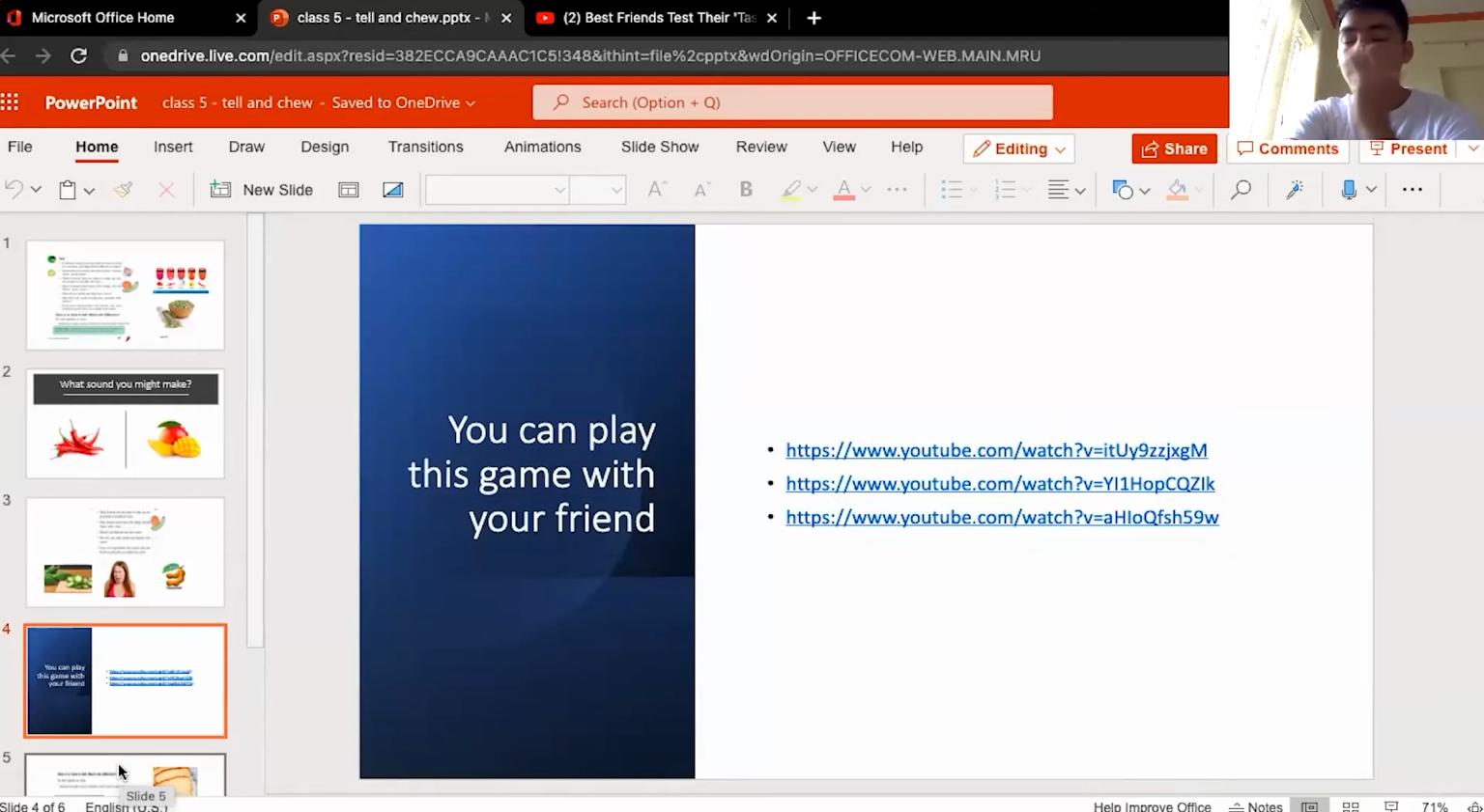You can try with your friends, but it's nice, you know. Blindfolding helps you to use your other senses such as touch here.